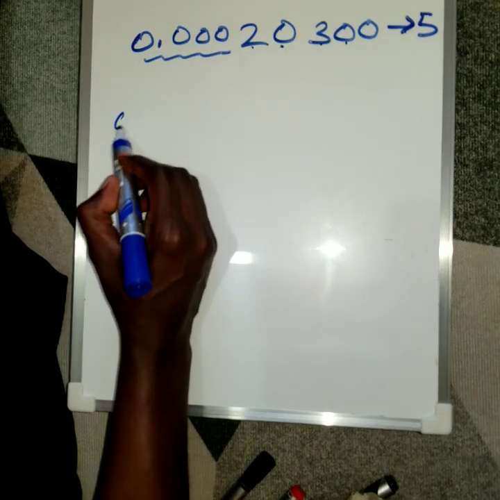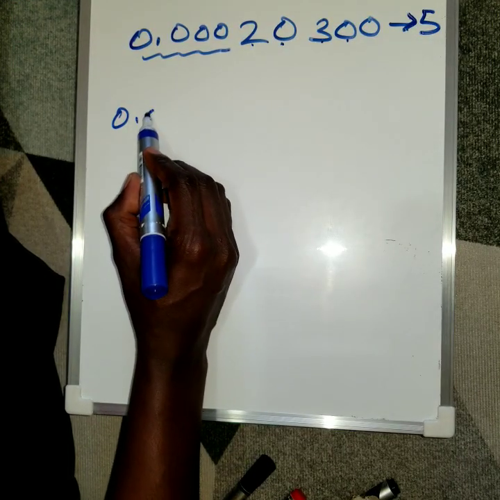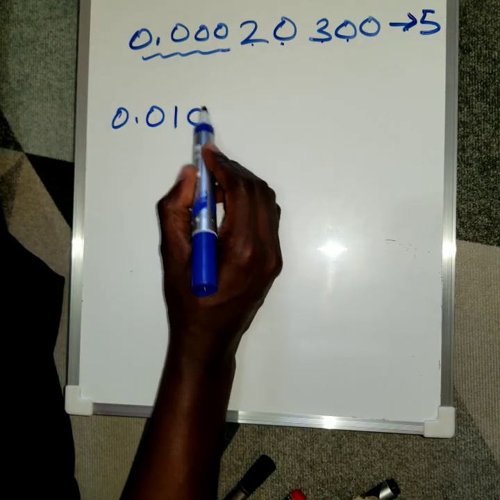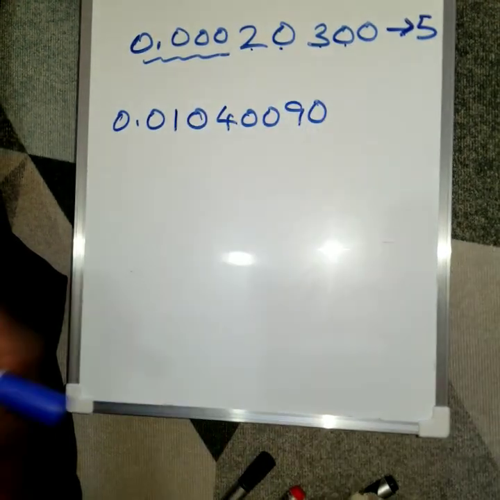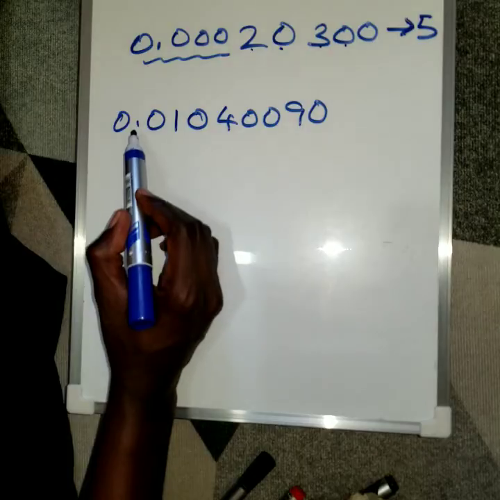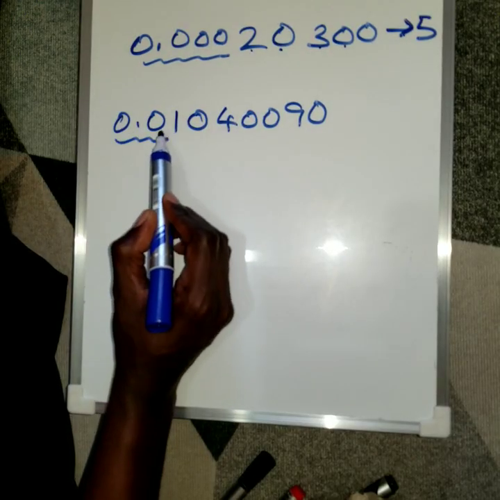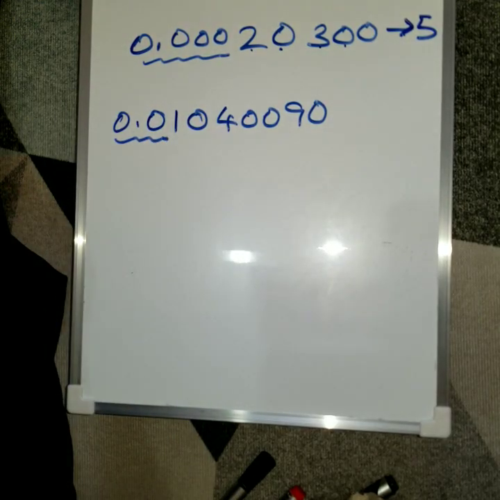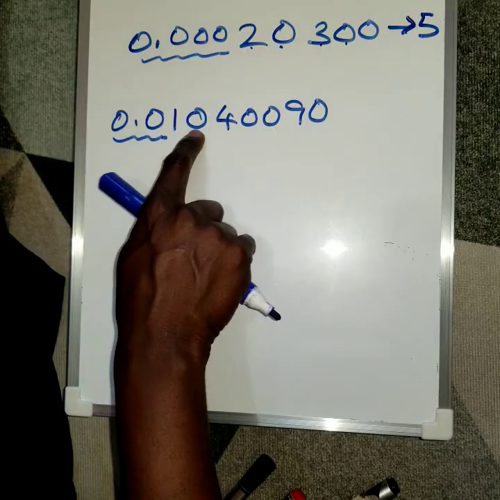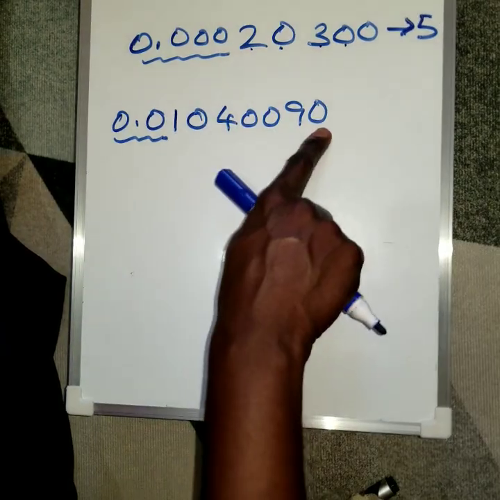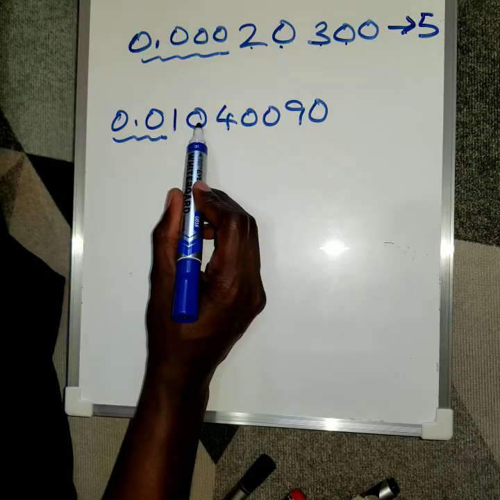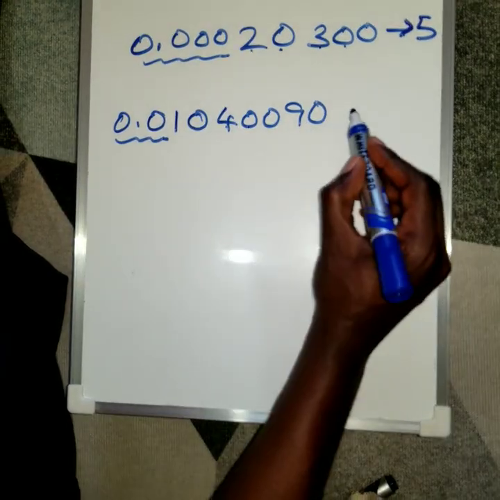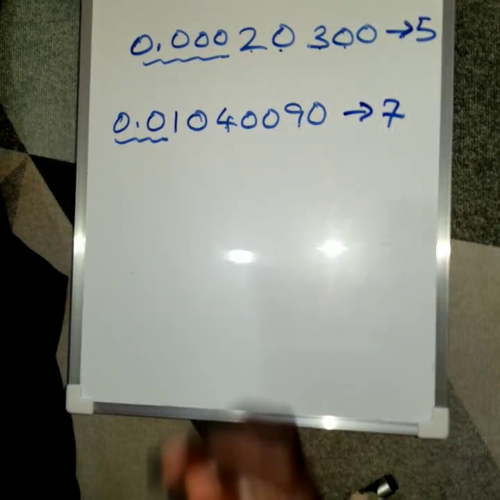Suppose you had another one, 0.0140090. In this case, remember the zeros in front of a decimal number are not significant, but if the 0 is between non-zero digits or at the end in a decimal number, they are considered significant. So you have 1, 2, 3, 4, 5, 6, 7 significant figures.